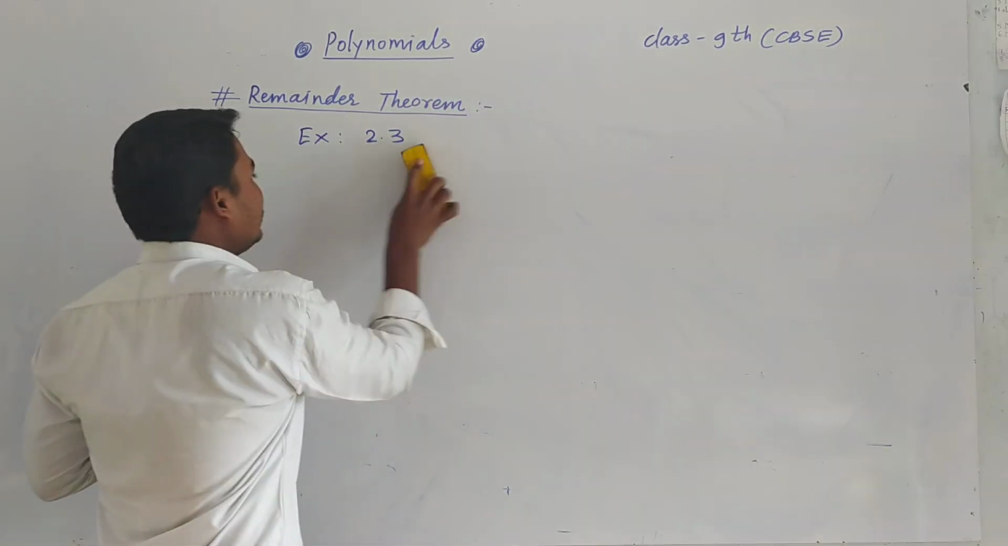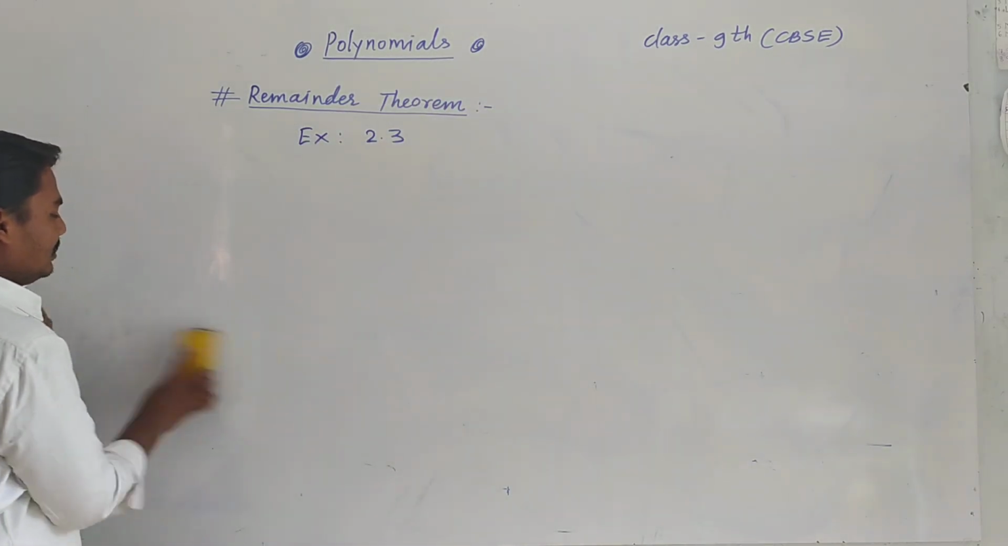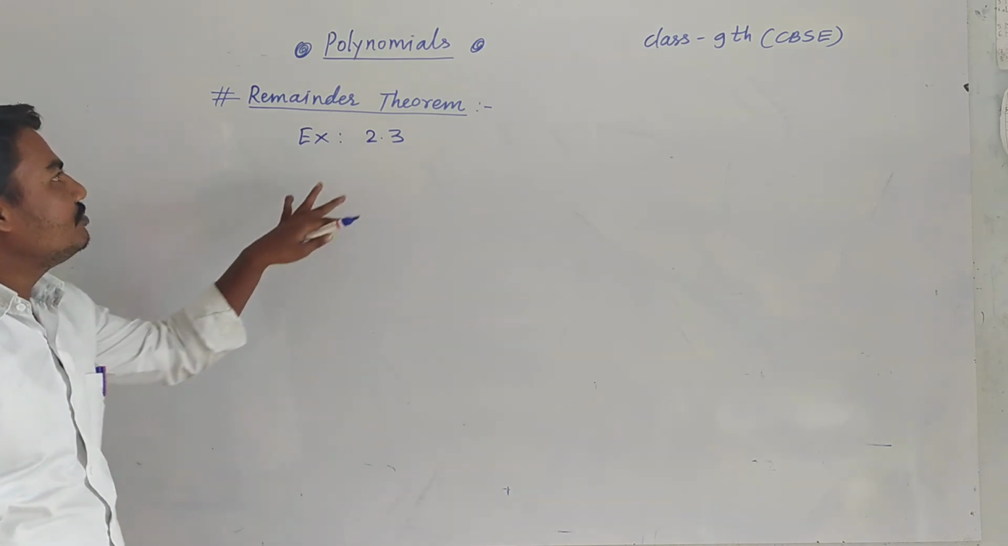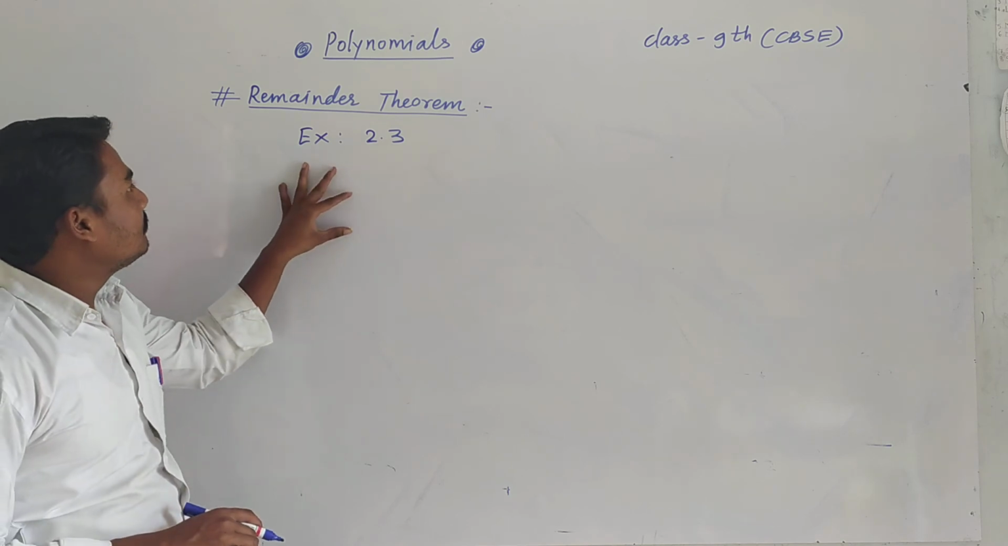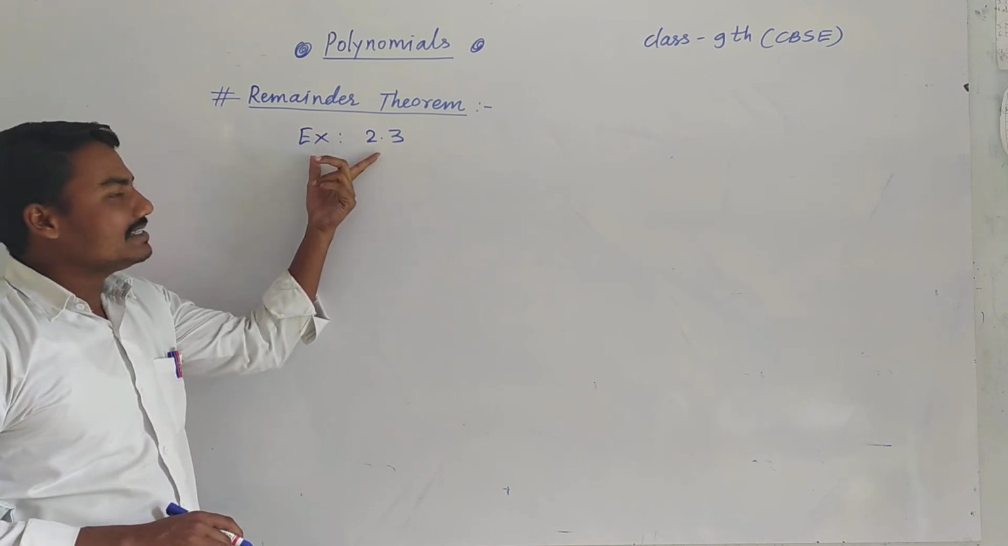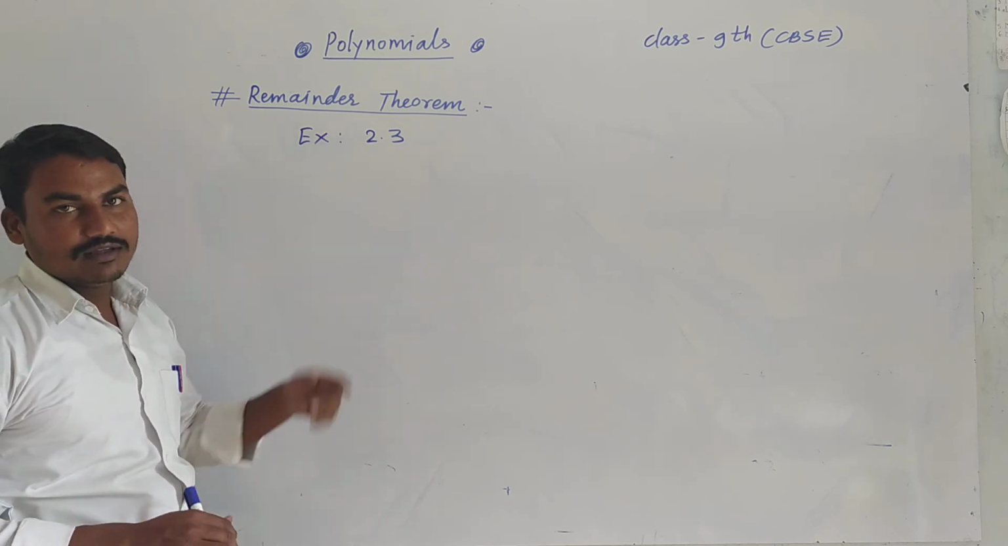So exercise 2.3 is very simple and very short. You have to solve the remaining examples of this remainder theorem under exercise 2.3. Okay? Thank you.